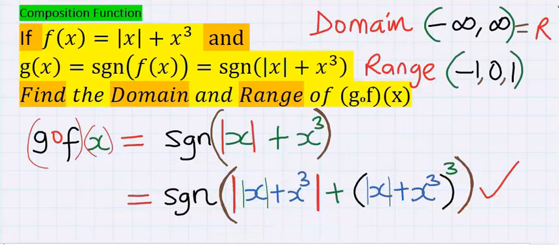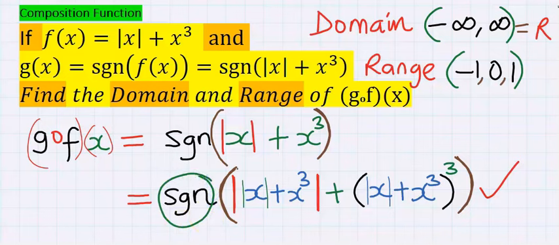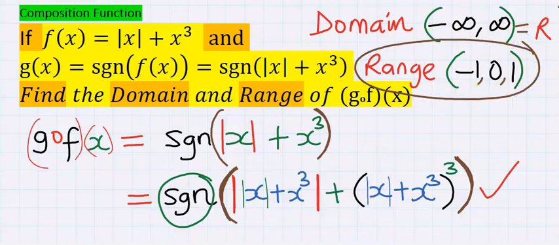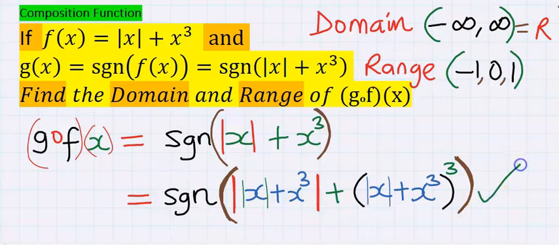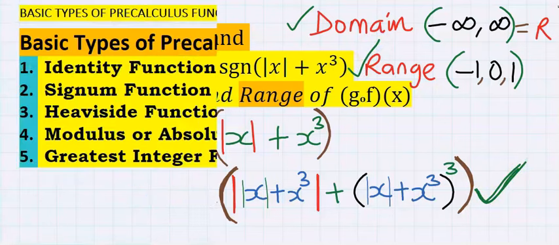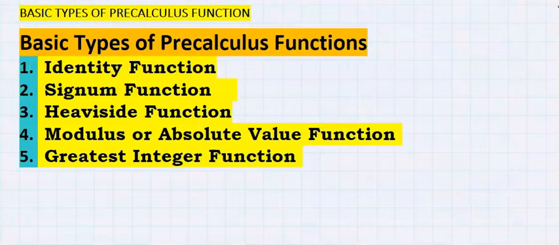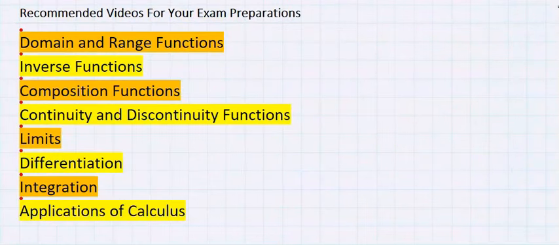Hence, because of the presence of this signum function, which encloses this function, the range will either be -1, 0, or 1 only. Hence, this is the composition of the function. This is the domain for the composition of this function, and this is the range for the composition of this function.